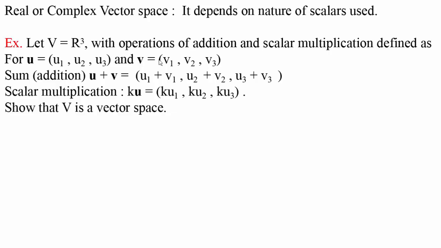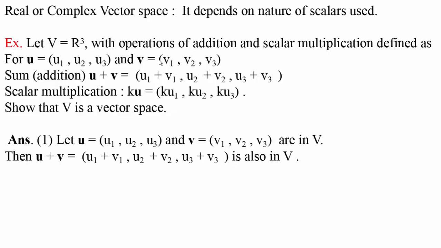This is our problem. For that, what we have to do? We have to check whether all the 10 axioms are satisfied or not. For the first, let the vector u equal (u1, u2, u3) and vector v equal (v1, v2, v3) be two vectors in the set V.